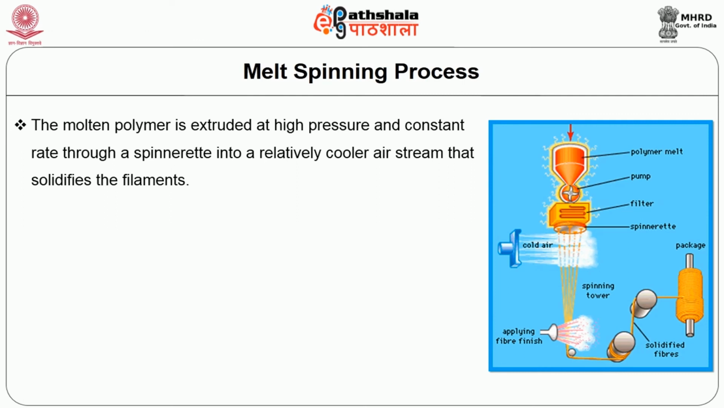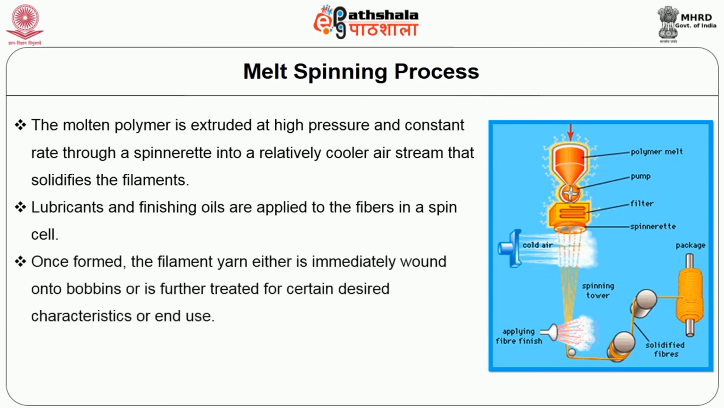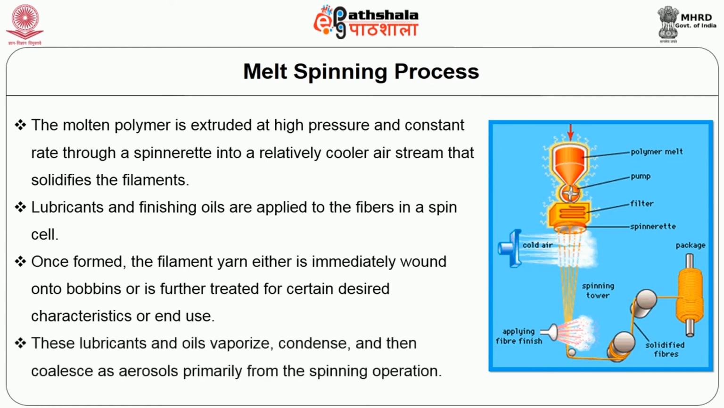Lubricants and finishing oils are applied to the fibers in a spin cell. Once formed, the filament yarn either is immediately wound onto a bobbin or it is further treated for certain desired characteristics or end use. These lubricants and oils vaporize, condense, and then coalesce as aerosols, primarily from the spinning operation.